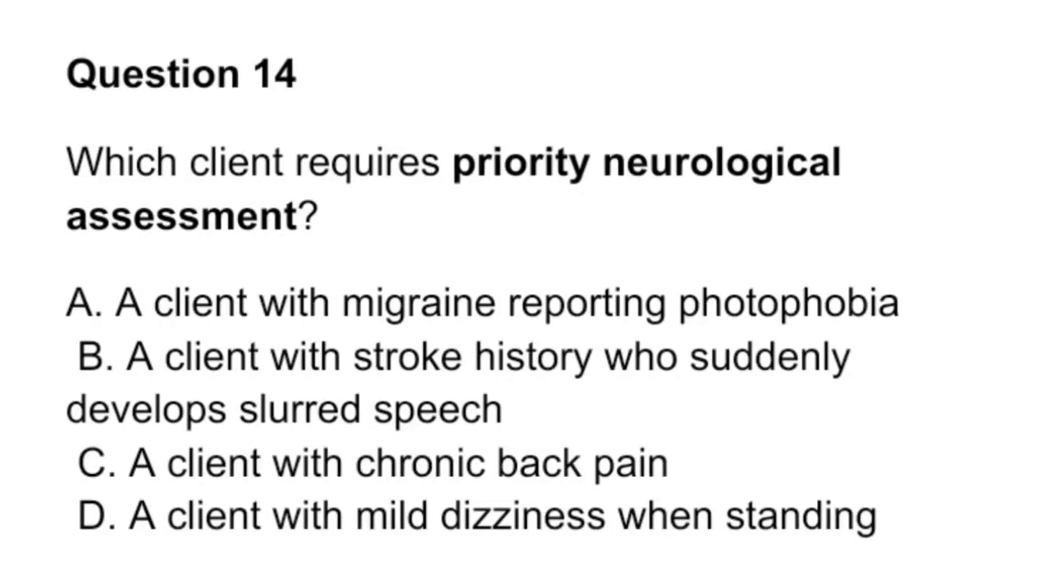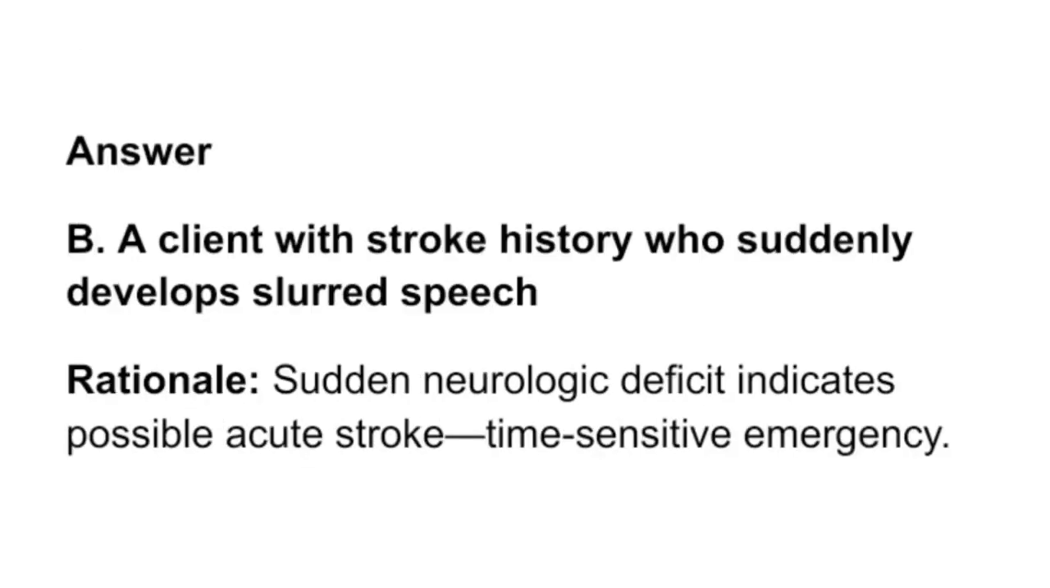Question 14. Which client requires priority neurological assessment? A, a client with migraine reporting photophobia. B, a client with stroke history who suddenly develops slurred speech. C, a client with chronic back pain. D, a client with mild dizziness when standing. Answer: B, a client with stroke history who suddenly develops slurred speech. Rationale: sudden neurologic deficit indicates possible acute stroke, time-sensitive emergency.